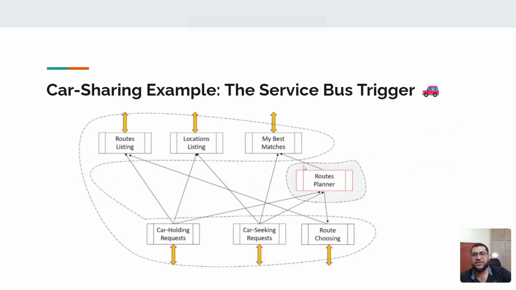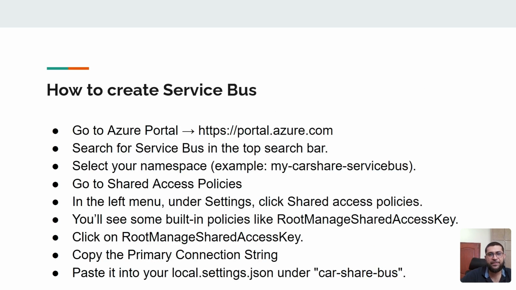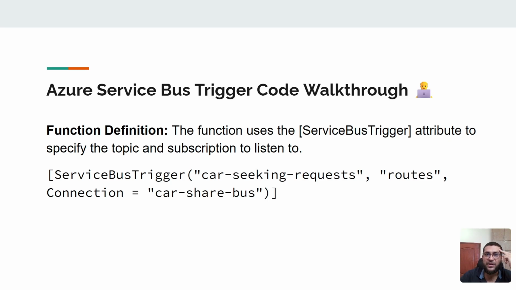Now, this is the example I already discussed. We have a route planner that will decide the route, and this is the step. You will go to the portal, you will search for the Azure bus, and you will create a namespace. You will go to the shared policy, you will get the primary connection string, and you will paste it in the local.json. And here is the code walkthrough.